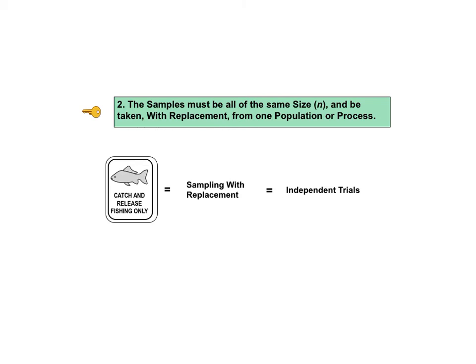replacement. So each time we drop our line to catch a fish, which is a trial, the probability of catching a lake trout remains the same, because the total fish population and the total lake population does not change if we replace the fish each time we catch one. It would change if we did not sample with replacement. So the probability of each trial does not depend on the outcomes of any other trial, and the trials are independent of each other. By the way, as you may or may not recall, sampling with replacement is a requirement for a binomial experiment.